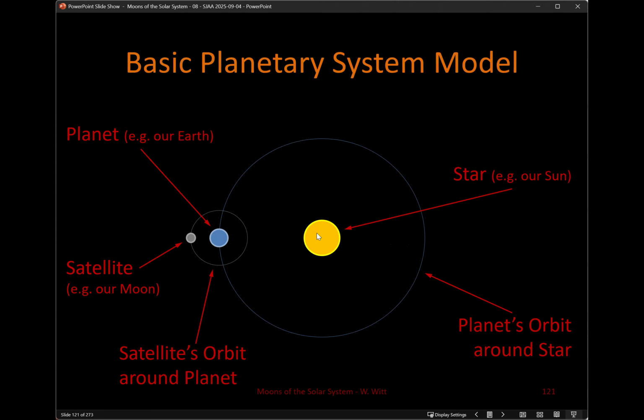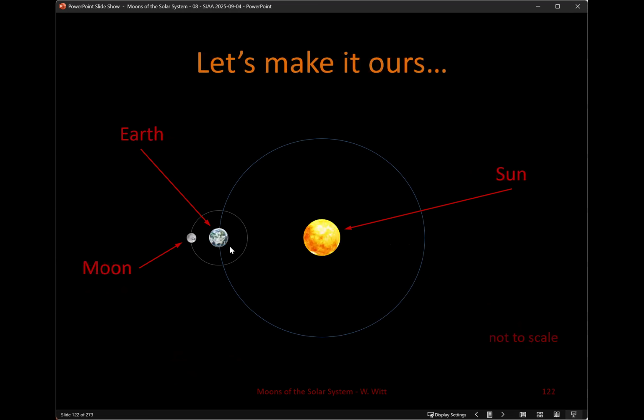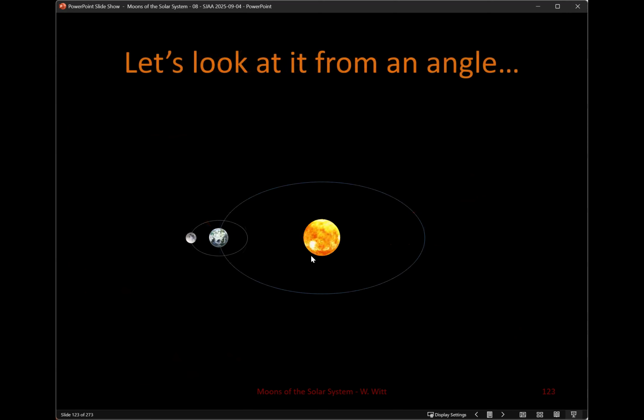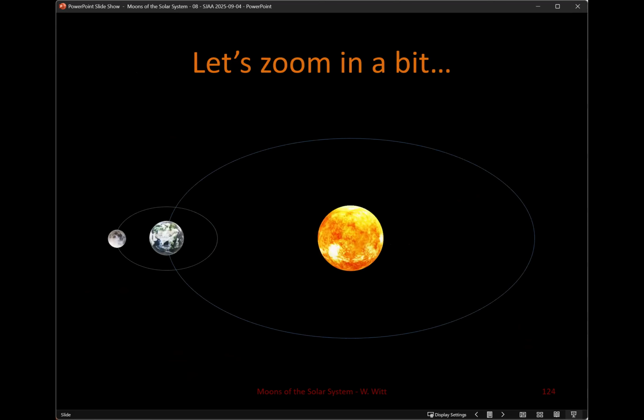We have our sun, let's say we have the Earth here, and the moon going around the Earth. So these are specifically sun, Earth, and moon. And now we'll just tilt our perspective a little bit, so we're not looking at it top down anymore. We're looking at it a little bit at an angle. And now we'll zoom in a little bit just to make it easier to see.